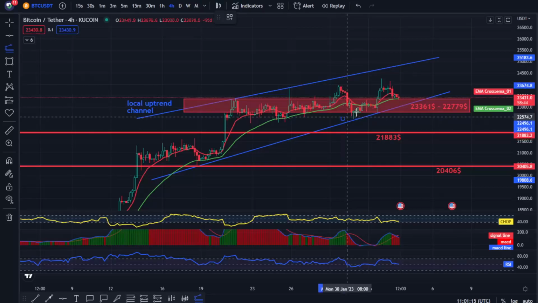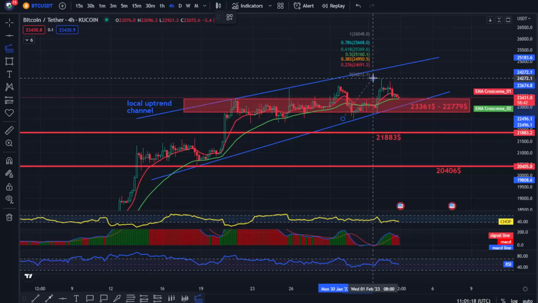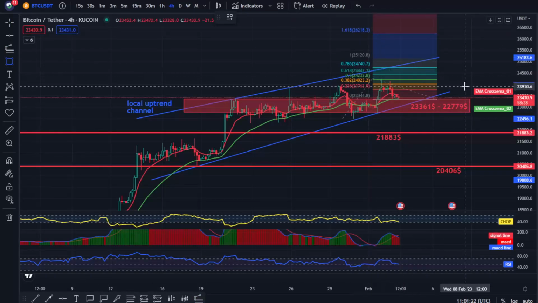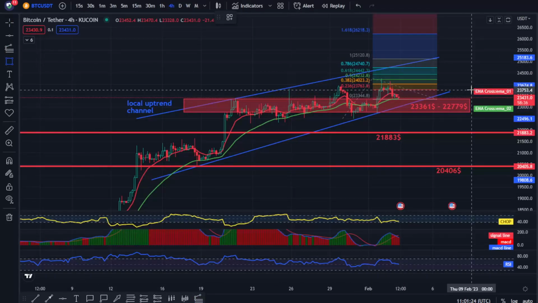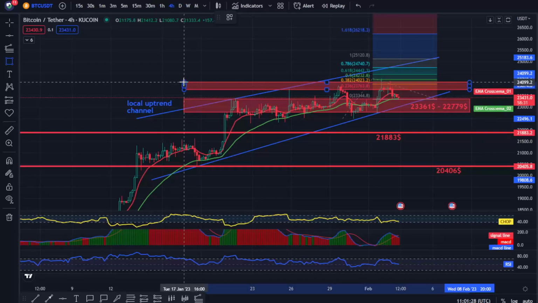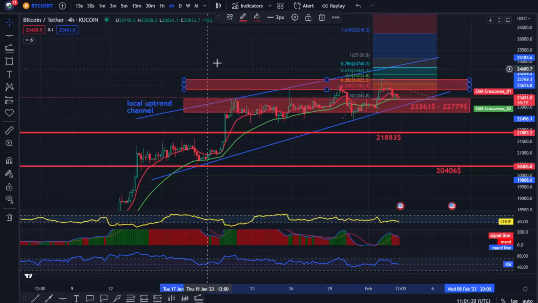Looking the other way, in a similar way, using the trend-based fib extension tool, we can determine the places of resistance. First, we will mark the resistance zone from $23,769 to $24,209.